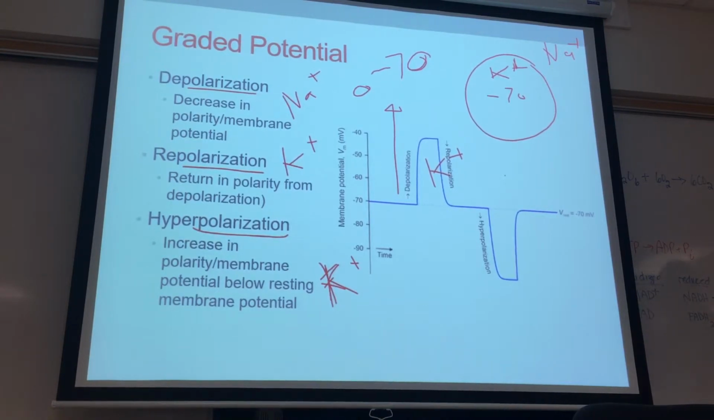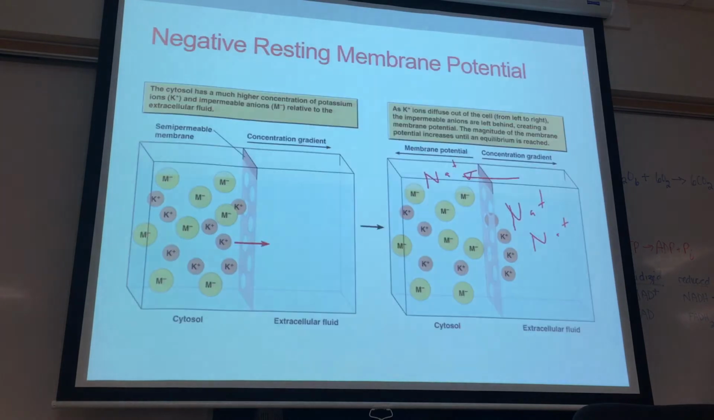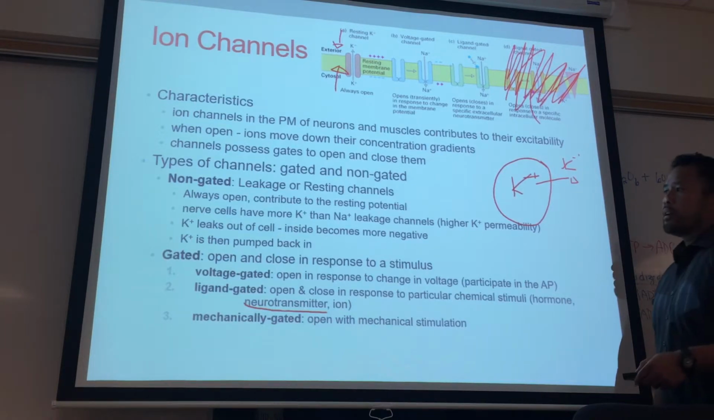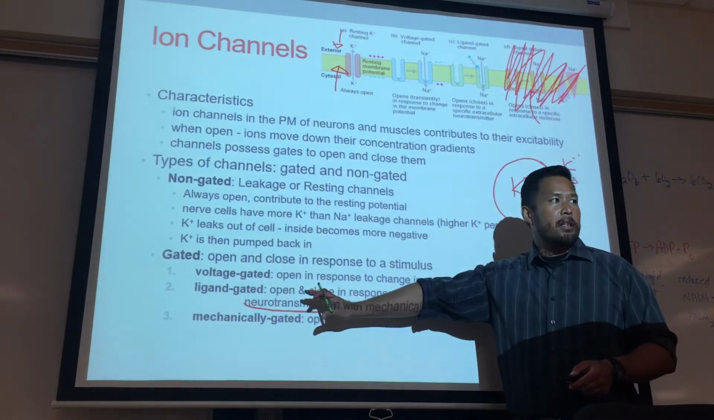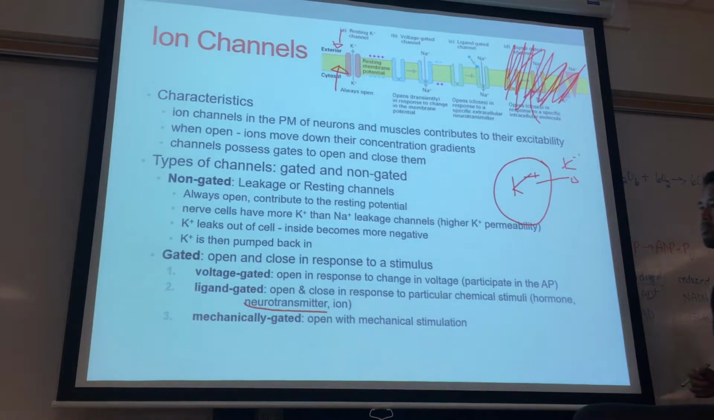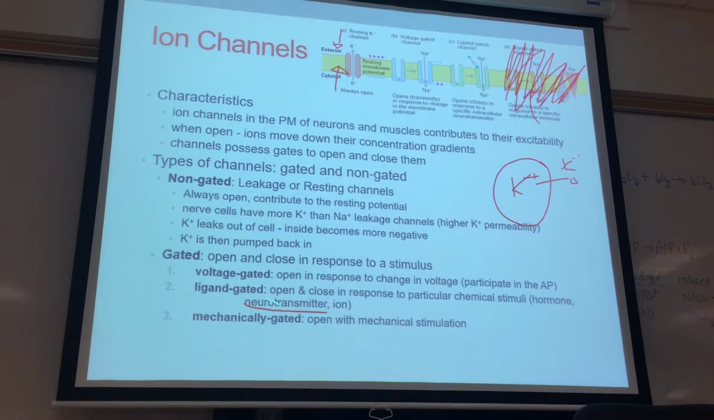So going back to an earlier slide, which of these channels are going to be opened? We've talked about leaky potassium channels, which are always open. Now we have to talk about how we can govern that excitability based on those channels opening. That's going to cause changes to the membrane potential, of which we have voltage gated and ligand gated.